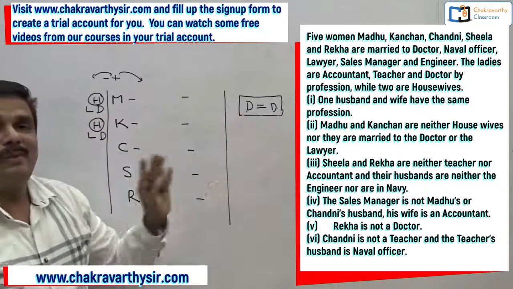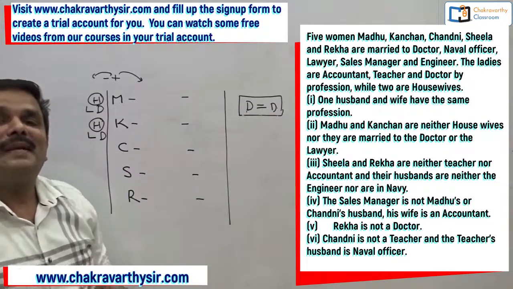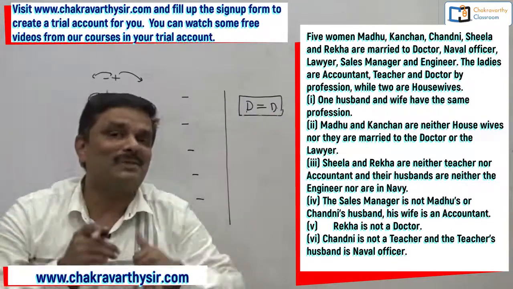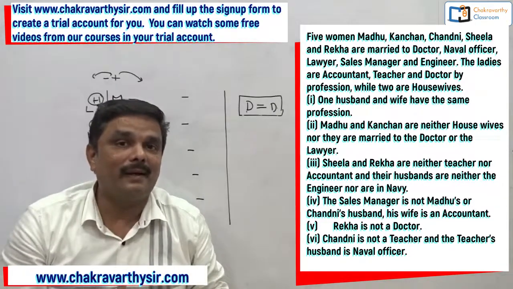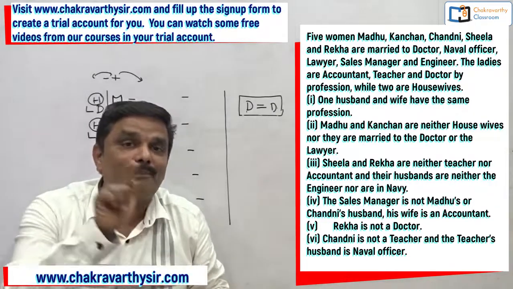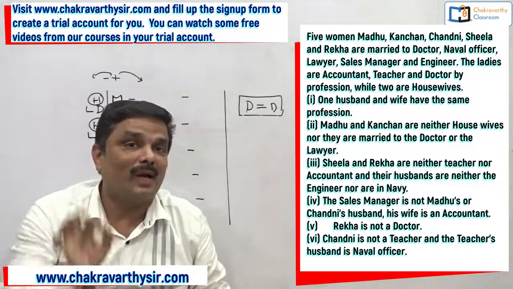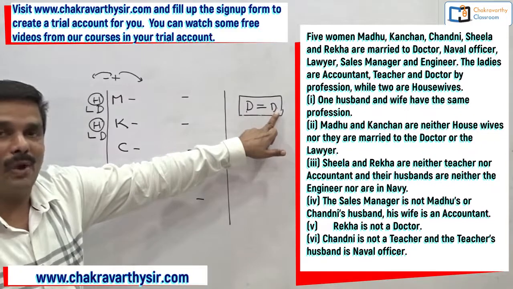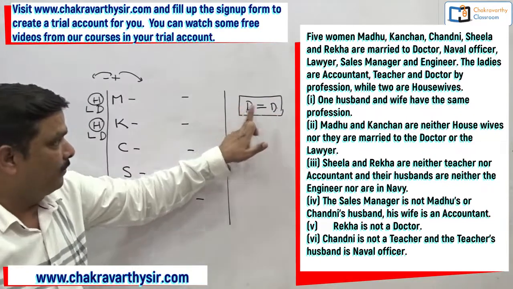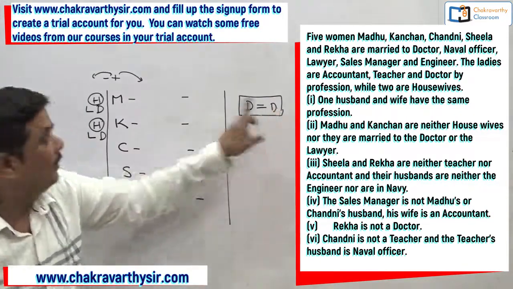Doctor and doctor should be wife and husband. What is the conclusion from this one? You can get one conclusion, or one hidden data, about the profession of Madhu. Observe carefully. Doctor and doctor is equal to doctor. If the wife is a doctor, the husband should be a doctor.